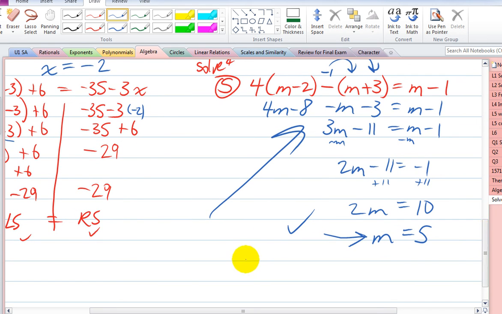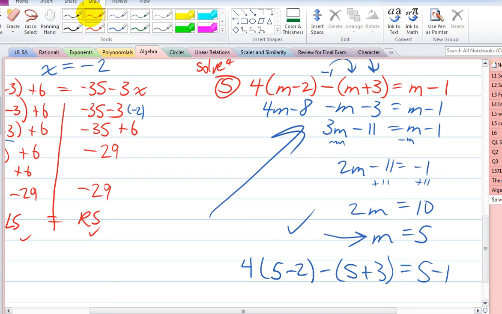Okay, so for my check, 4 times bracket 5 minus 2 minus bracket 5 plus 3 equals 5 minus 1. What did I just do there that's different? Yeah, I didn't write down the original, I just substituted into it. So this is the lazy person check. I'll take it, it's better than nothing.